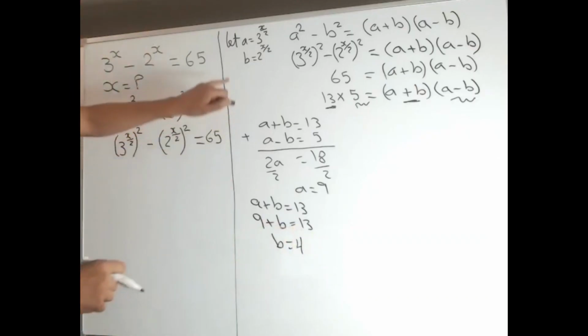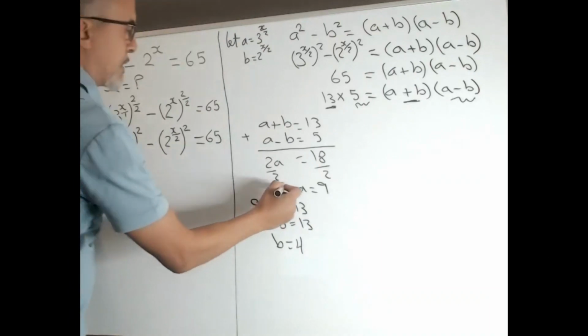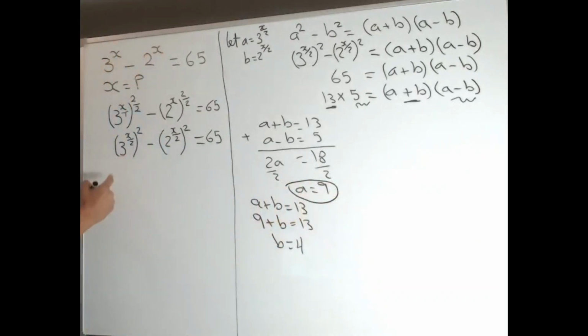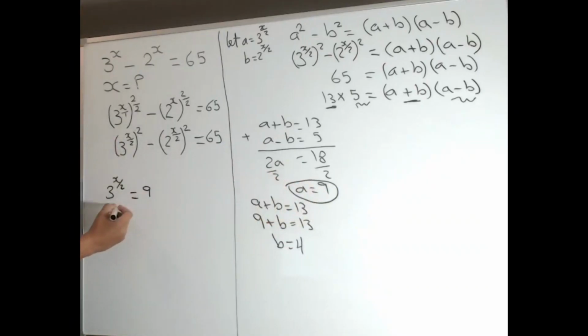Now, as we said earlier, a is the 3 to the power of x over 2. So let's come back here now and say that a, which equals 9, and since a is 3 to the power of x over 2, that should equal 9, because that's what they say, a equals 9, and a is this. Now, 3 to the power of x over 2 equals 3 squared. Now the 3's cancel, and we get x over 2 equals 2. Cross multiply the 2 there, and you get x equals 4.